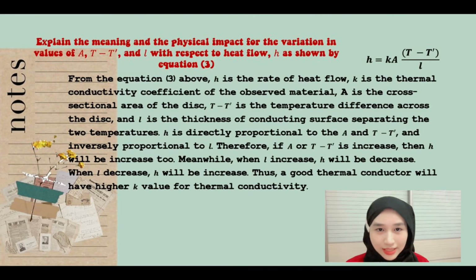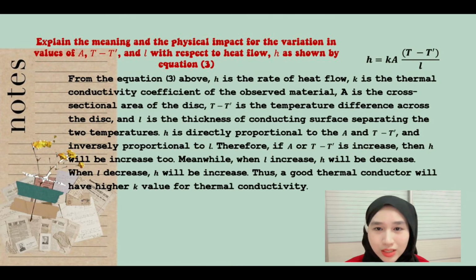A is the cross-sectional area of the disc. T minus T prime is the temperature difference across the disc, and L is the thickness of conducting surface separating the two temperatures. So, heat flow is directly proportional to the cross-sectional area and the temperature difference, and heat flow is inversely proportional to the thickness.